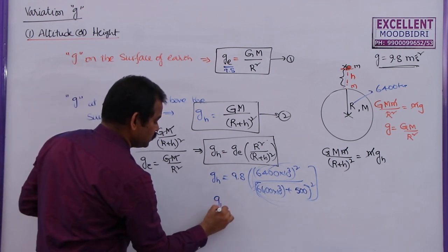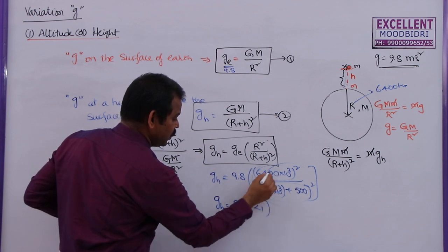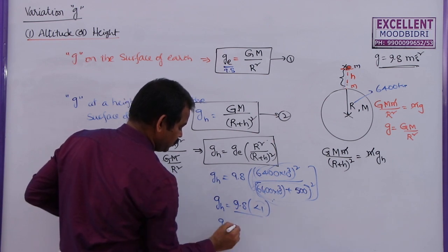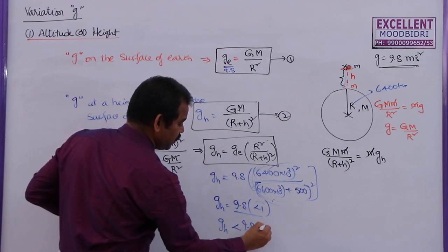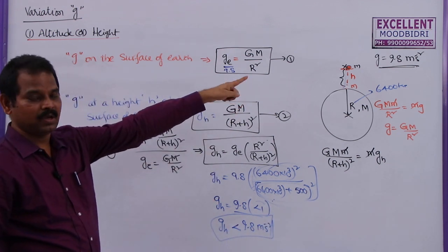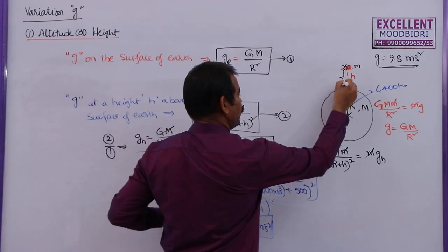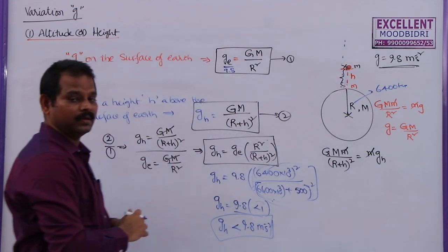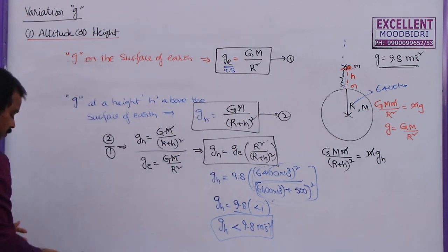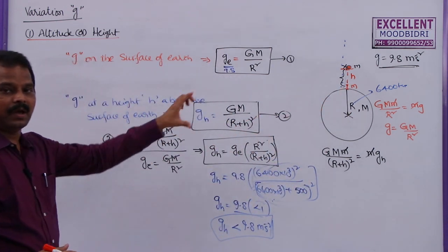So what is the value of small gh? It is 9.8 into something less than 1. So gh is less than 9.8 meter per second square. So the value of g at a height h above the surface of earth is always less than 9.8. From this we can say that if you move away from the earth, gradually small g decreases. Suppose the height is very small when compared to the radius of earth, let us say the body is taken only from here to here, a small distance, maybe 100 meters.